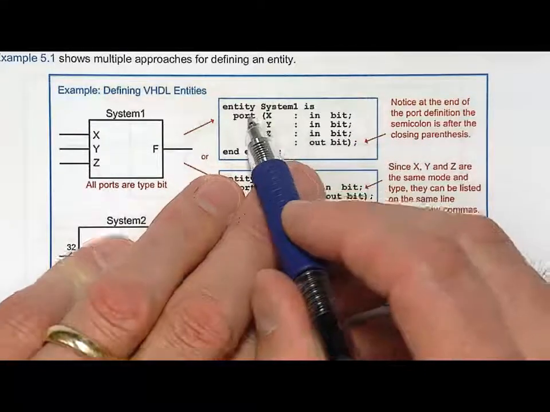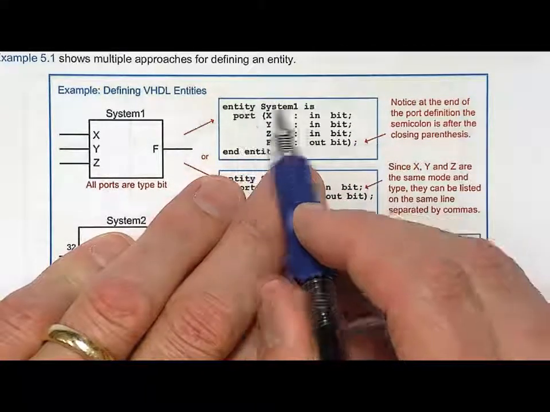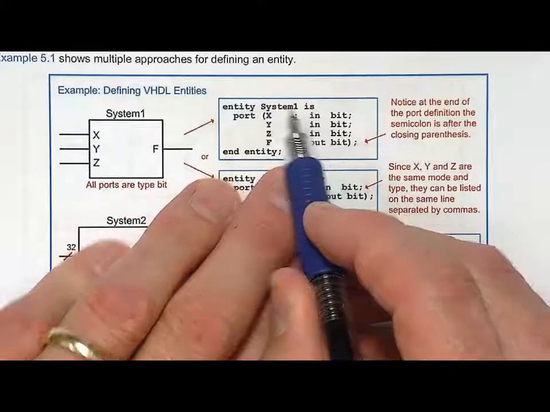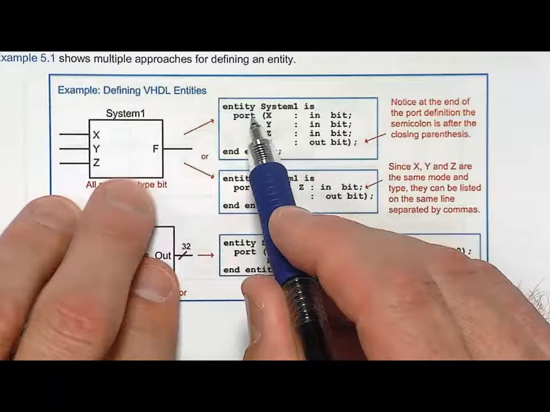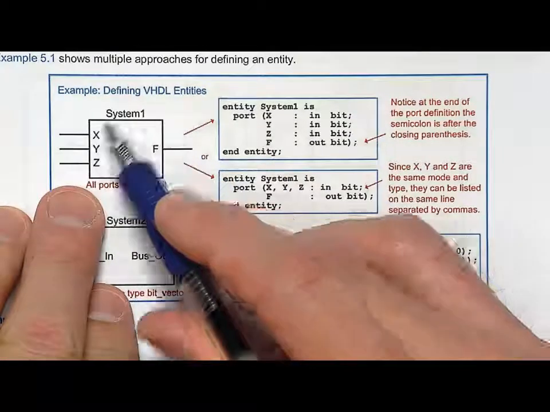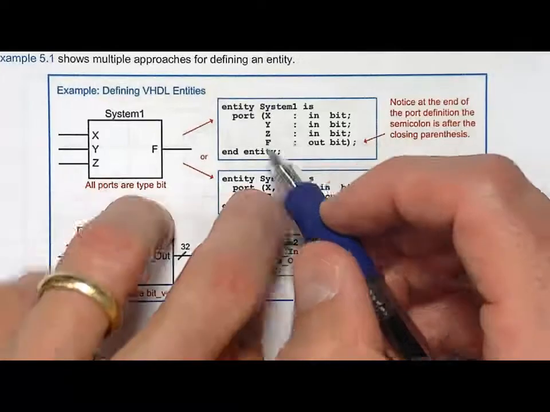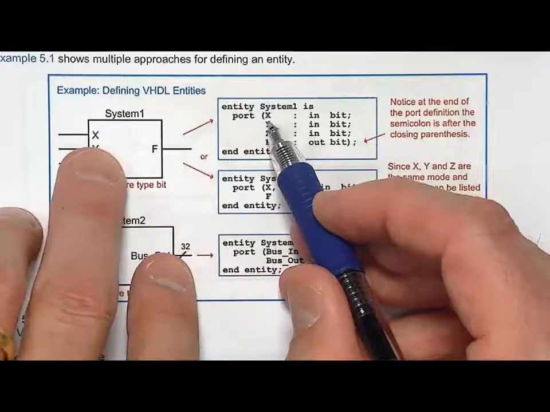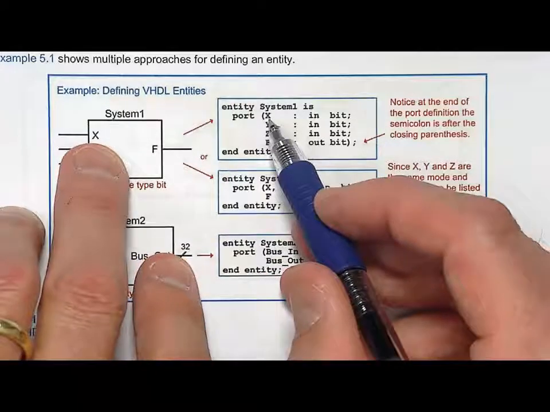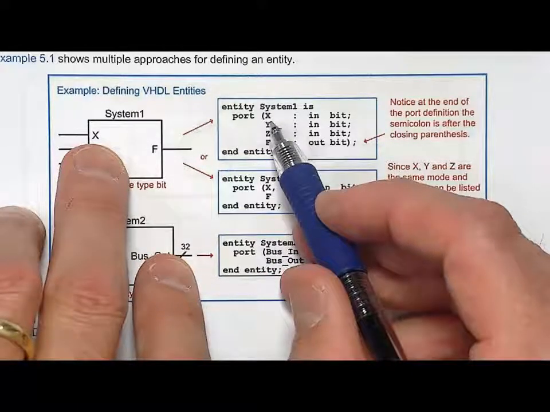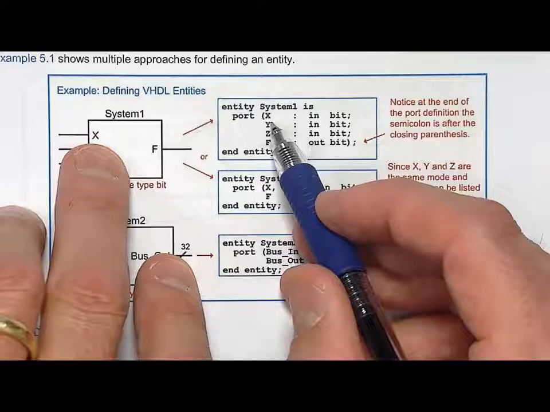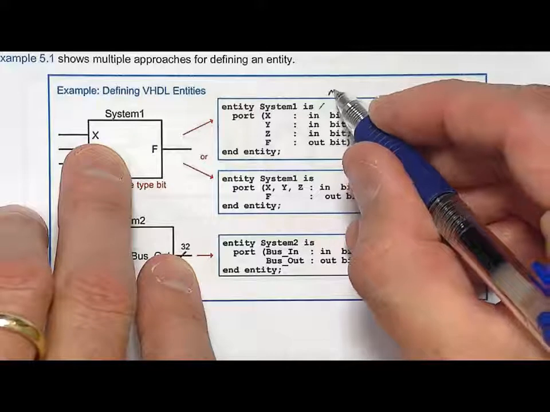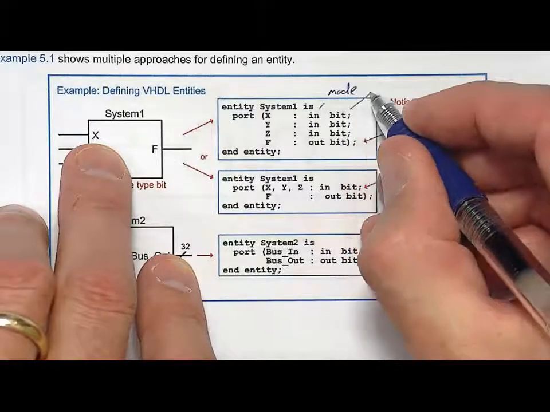You're going to define the entity by saying keyword entity. Then you give it the name of the system, and then you do a keyword is. Then you do keyword port, and the port is the name of inputs and outputs to a system. So that's the keyword. Then what you do is for each port name, so for example X, we're going to give 2 pieces of information. We're going to tell whether it's an input or an output, and that's called the mode. So this first field is going to be the mode. And then after that, we're going to give it the type.